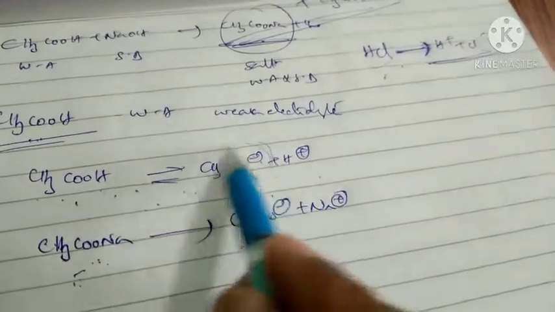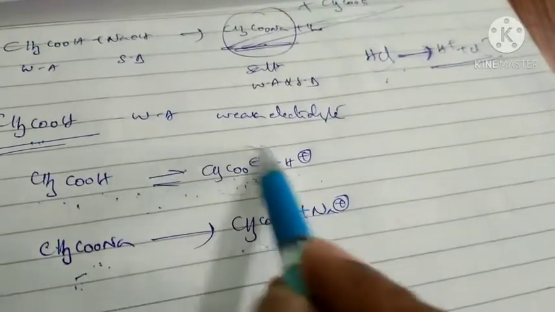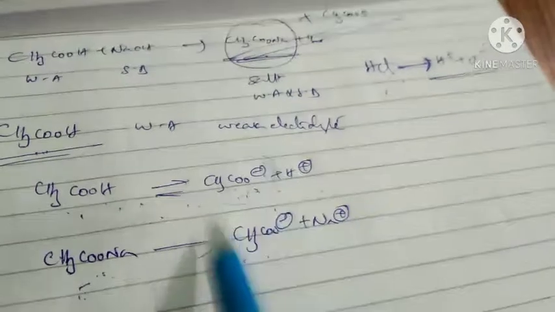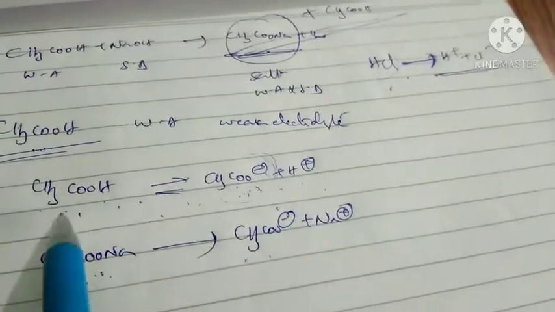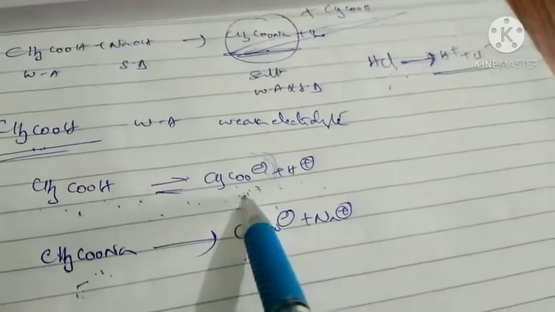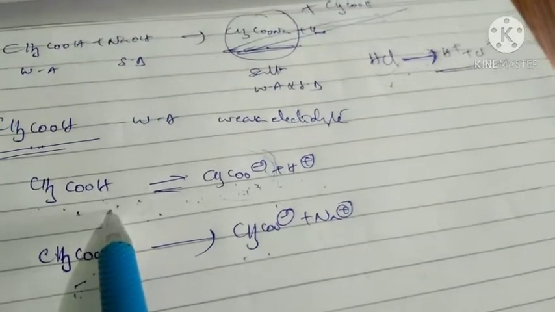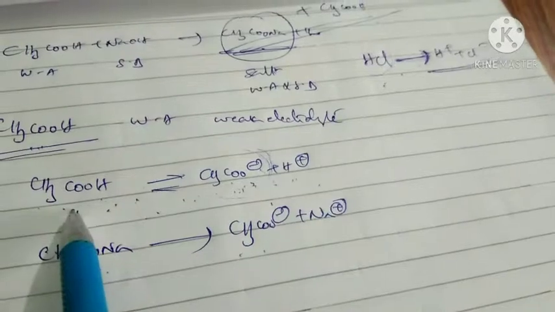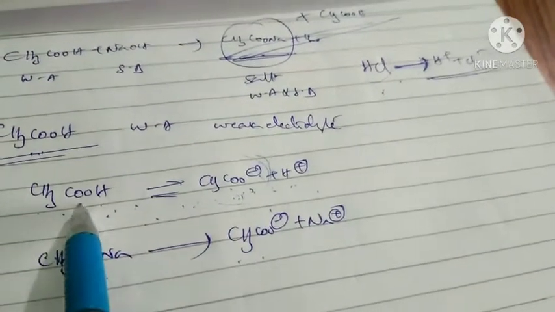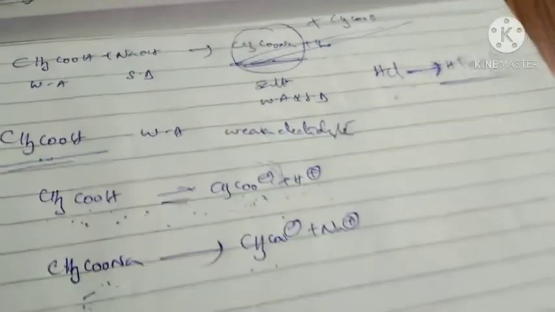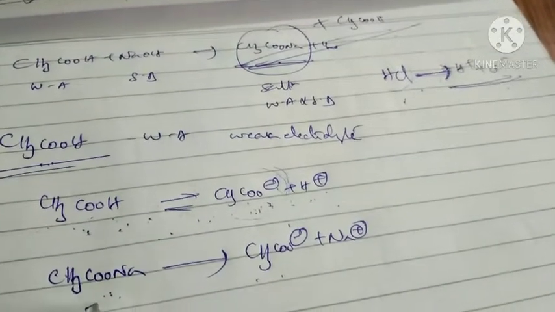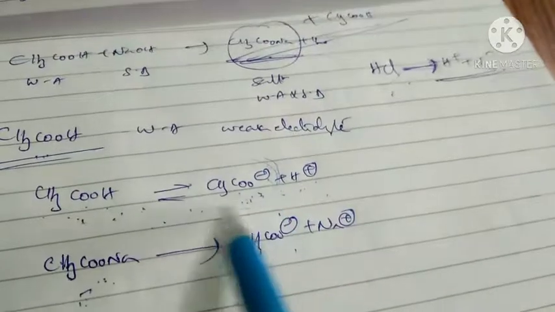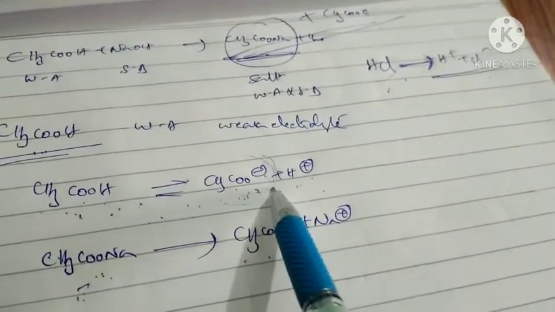That means it's an association. The forward reaction indicates dissociation. The backward reaction indicates association. Association means two substances become one substance. Dissociation means one substance becomes two substances. So whenever we add this substance, automatically it undergoes dissociation. Then the acetate ion concentration increases on the product side.